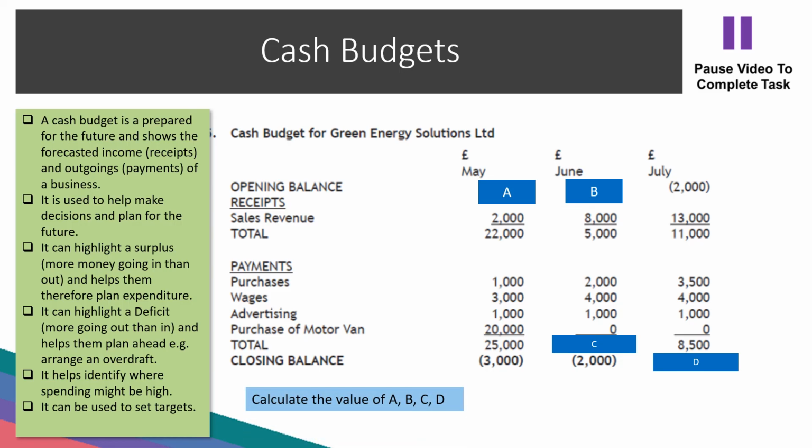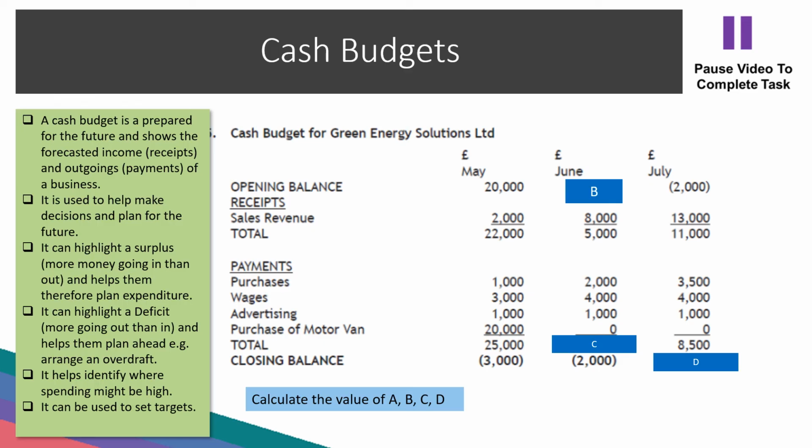Okay, so I asked you at the start to calculate the value of A, B, and C. Hopefully we'll reveal it. So A was 20,000. And again, you had to work back the way for this one. In a lot of the questions, you do have a little bit of problem solving to do. So the total receipts were 22,000. You had sales of 2,000, so it means that you had to start with 20,000.